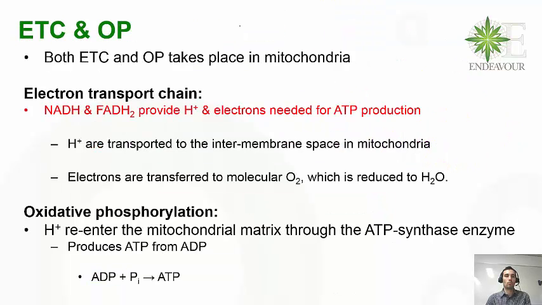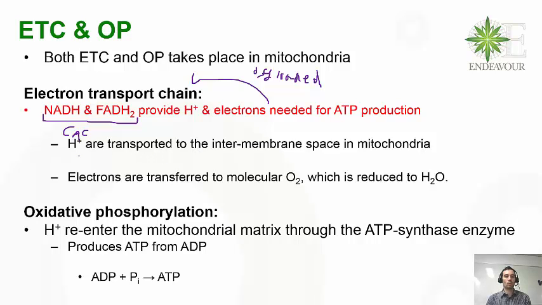So there's actually two processes that are occurring in the last step. There's the electron transport chain and there's also oxidative phosphorylation. So the NADH and the FADH2 that come from the citric acid cycle, remember we made these in the citric acid cycle, we offload these hydrogens and electrons into the electron transport chain. And this is the first step towards creating ATP.